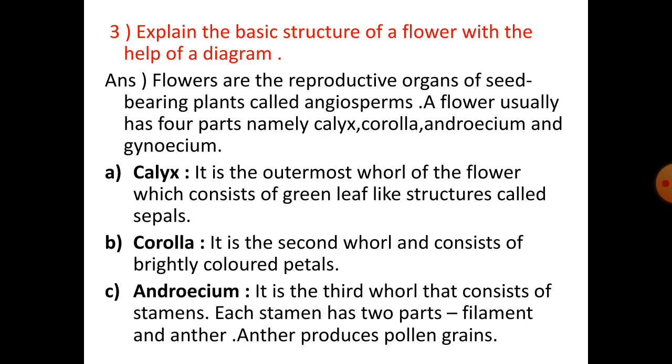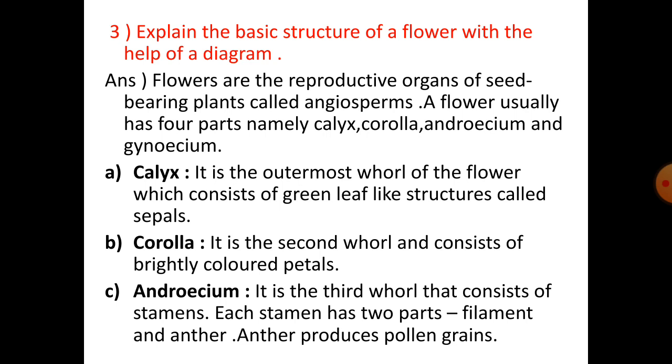Number 3. Explain the basic structure of a flower with the help of a diagram. Flowers are the reproductive organs of seed-bearing plants called angiosperms. A flower usually has four parts, namely calyx, corolla, androecium and gynoecium. Calyx. It is the outermost whorl of the flower, which consists of green leaf-like structures called sepals. Corolla. It is the second whorl and consists of brightly colored petals.